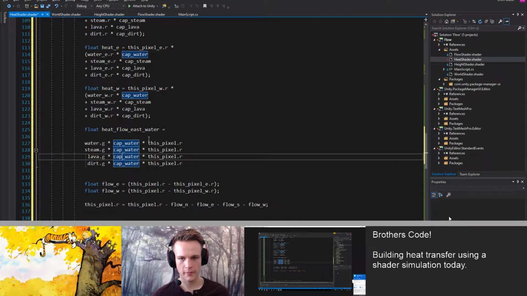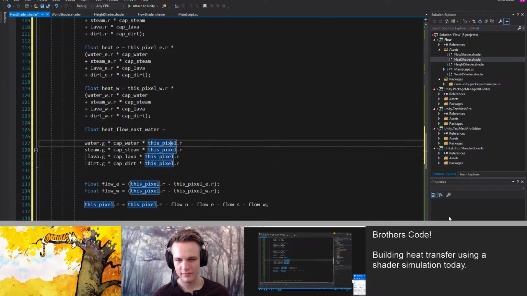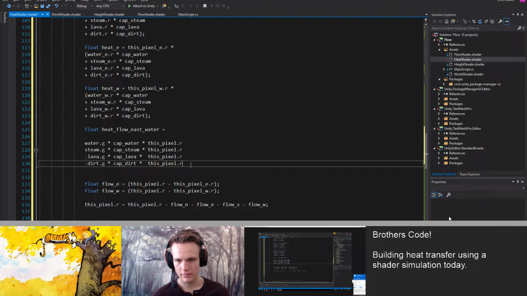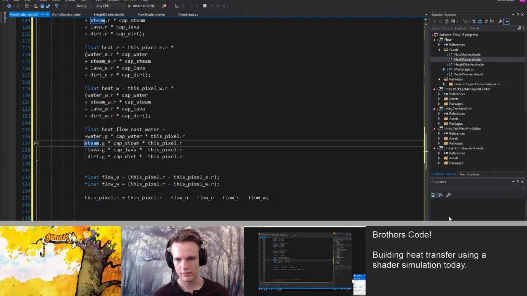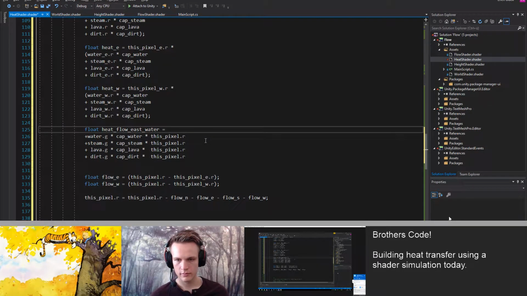Okay. Physics. In this pixel, or maybe everyone. I think it's everybody. You can factor that out. These are adding.